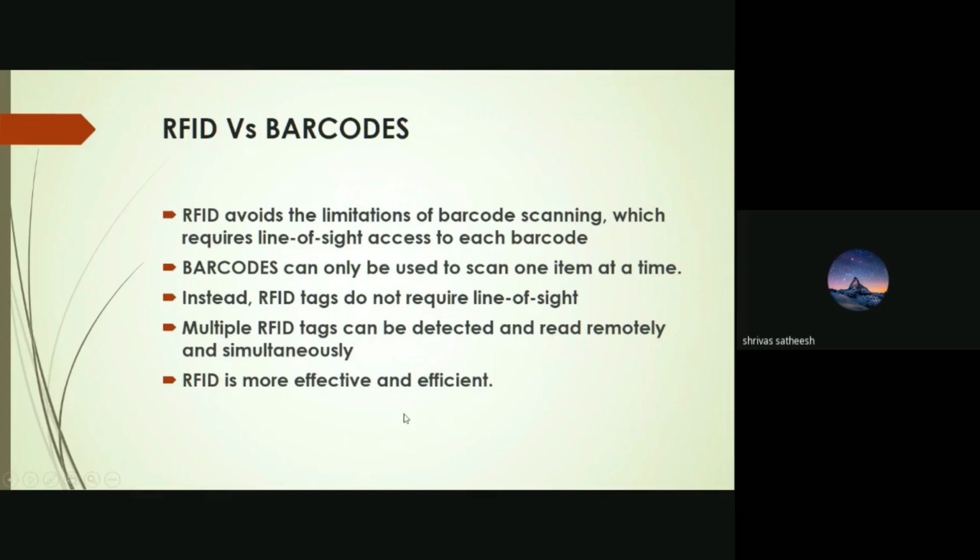Let's see the difference between traditional barcode and RFID. RFID avoids the limitation of barcode scanning, which requires a line of sight for each barcode. Barcodes can only be used to scan one item at a time. Instead, RFID tags do not require a line of sight, and multiple RFID tags can be detected and read remotely and simultaneously, so RFID is more effective and efficient.